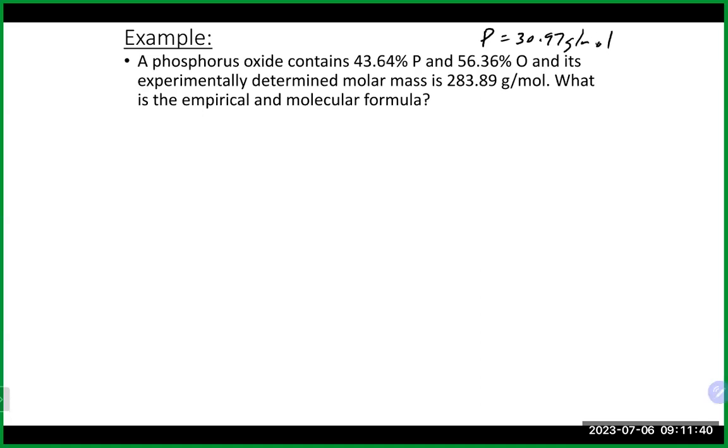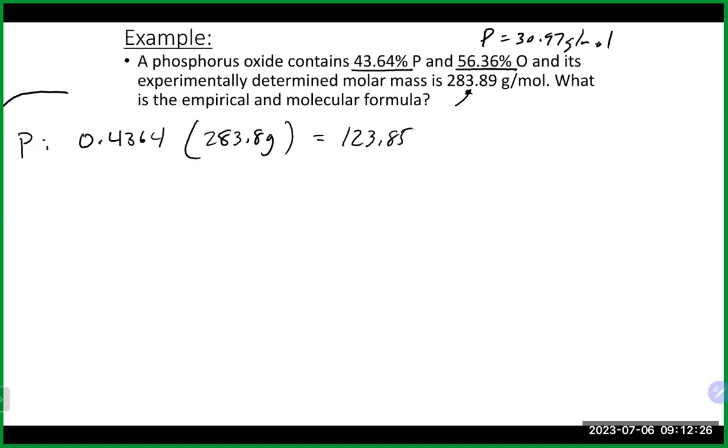So if we're going to take the molecular formula first, we do know the percentages of each of the elements that are present in the molar mass here of our molecular formula. So if we convert our percentages into a decimal, for phosphorus, that would be 0.4364. I basically converted my percentage into a decimal by dividing by 100. And if I multiply that by the 283.89 grams of our molar mass, that will give me 0.4364 times 283.8. That means approximately there's about 123.85 grams of phosphorus there in our main guy.